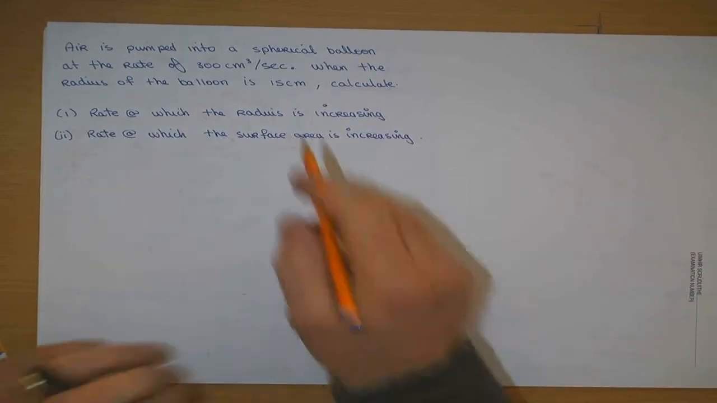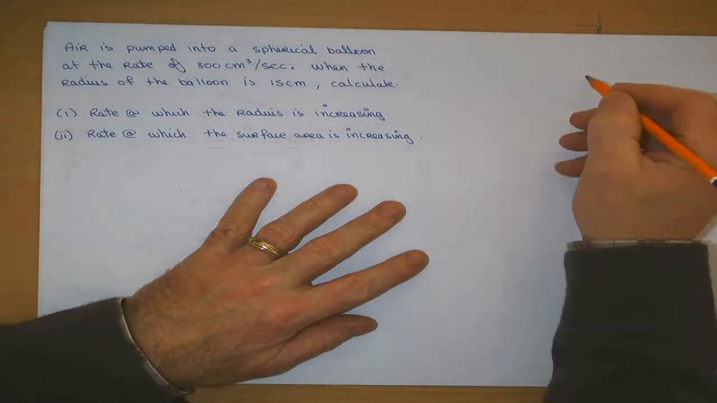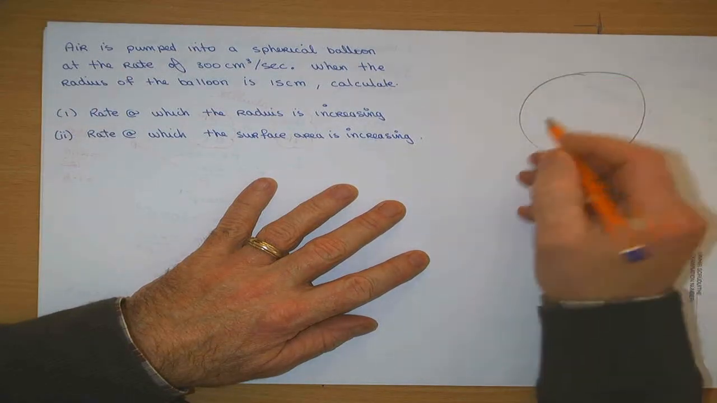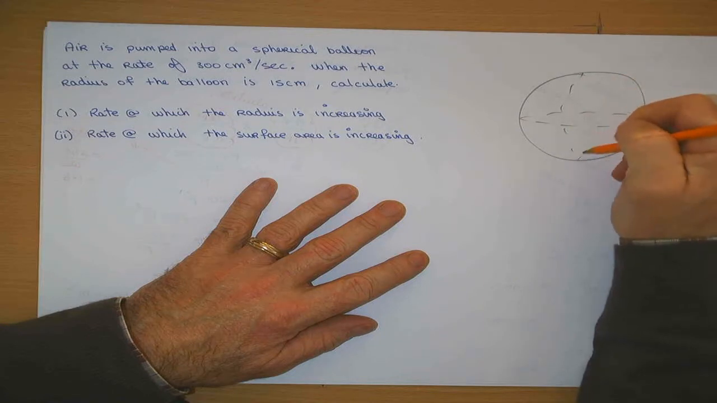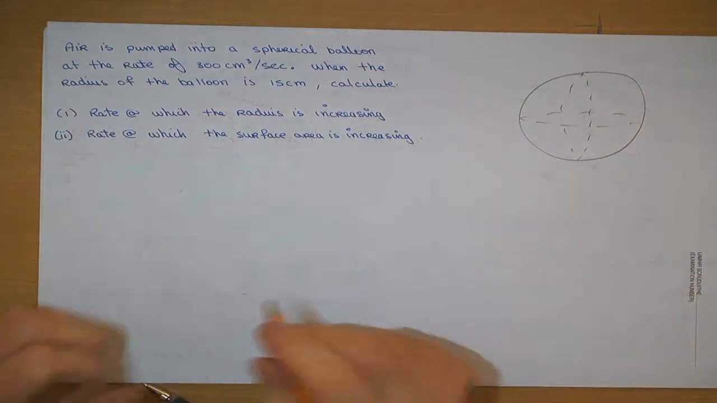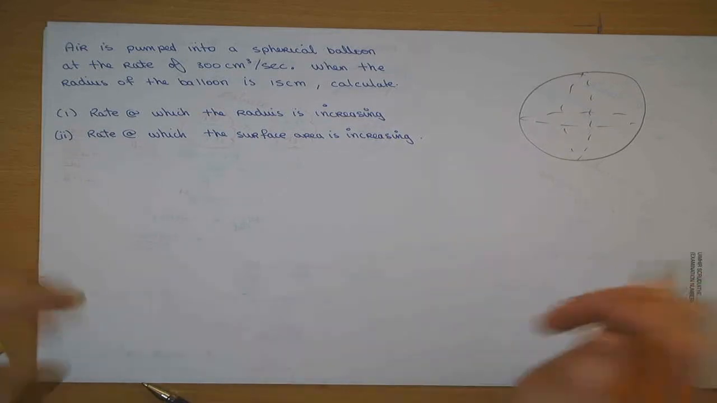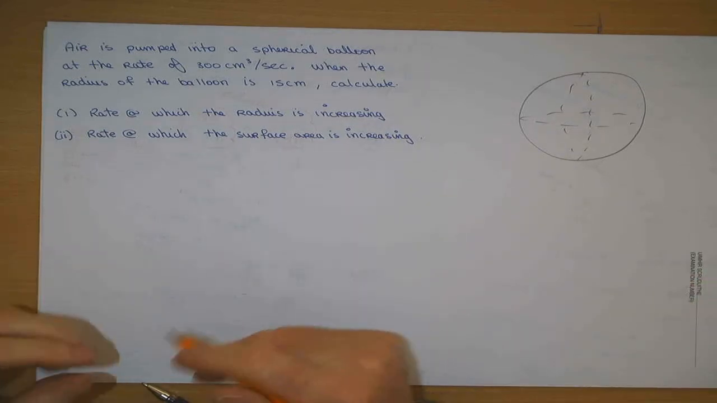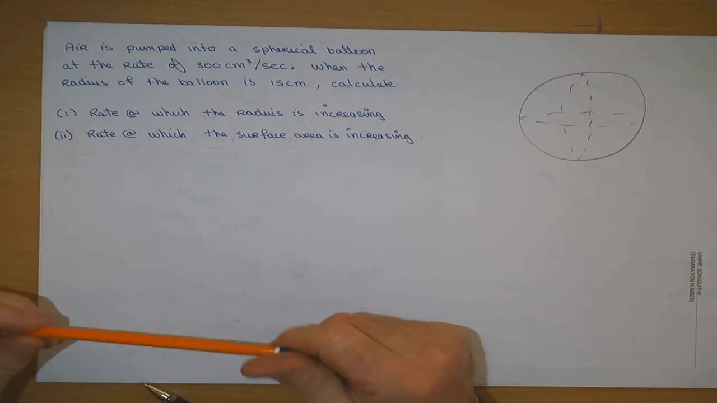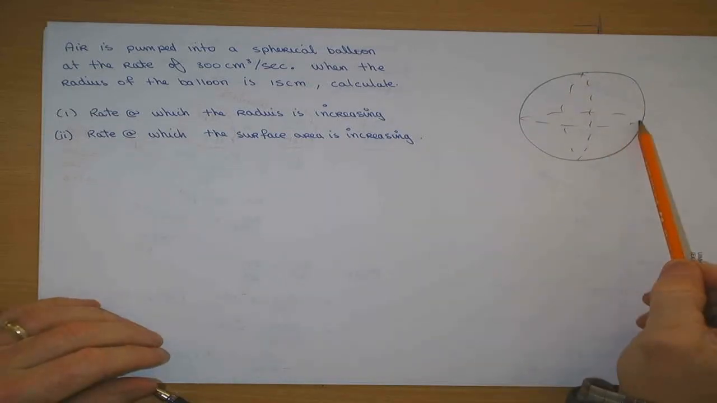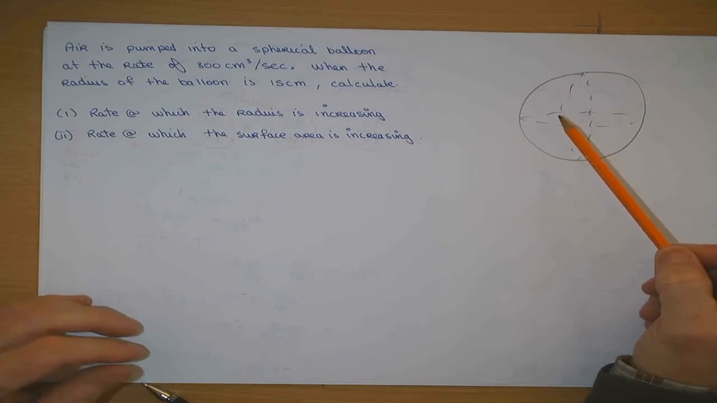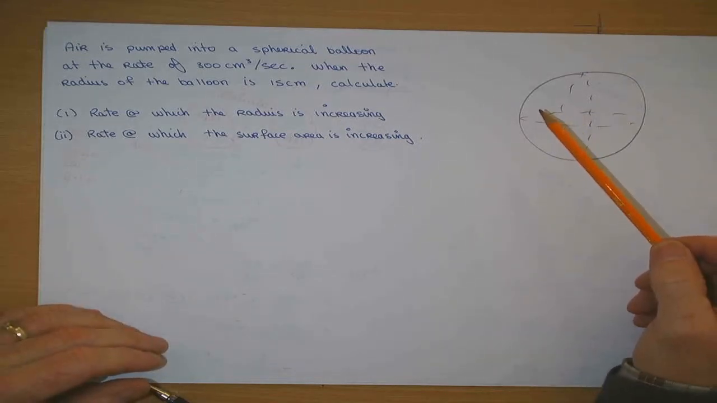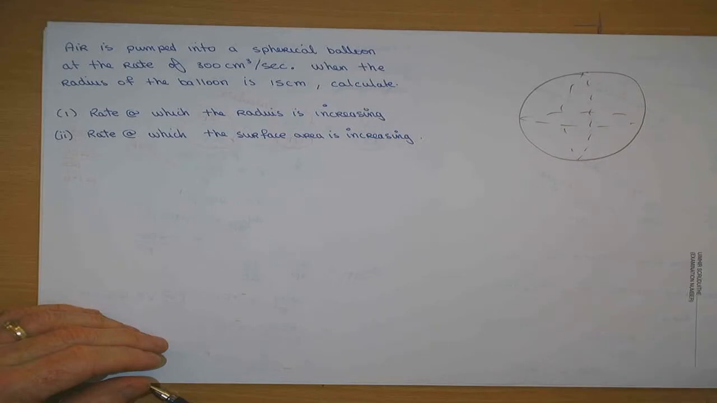Right. Air is pumped into a spherical balloon. What's going to happen when air is pumped into a spherical balloon? It'll increase in size. Its volume will get bigger. So three things increase. The radius increases, the surface area of the outside of the balloon increases, and the volume increases. They all increase. They increase at different rates, but they're all getting bigger.